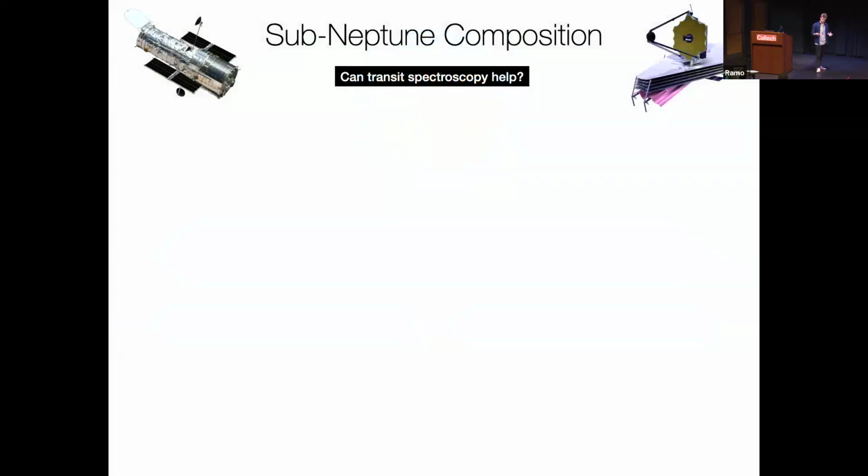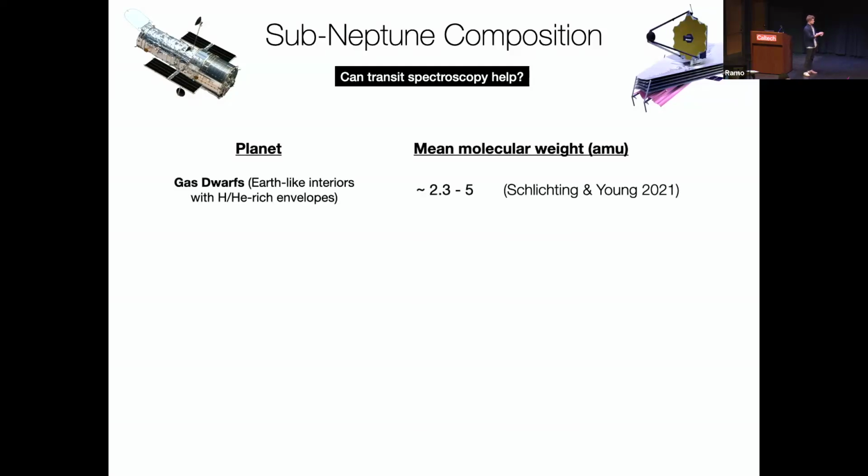So what is transit spectroscopy actually probing? We're probing the mean molecular weight of the envelope of the upper atmosphere. And the predictions of these two models, from a theory point of view, is that the gas dwarf model would predict a mean molecular weight of something between solar metallicity gas and slightly elevated, something like a mean molecular weight of 5 atomic mass units.